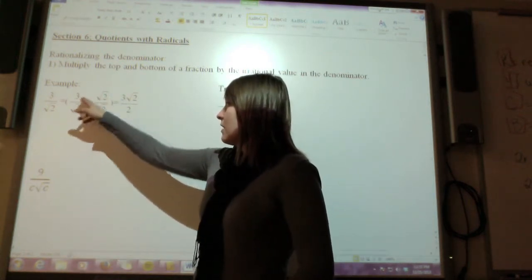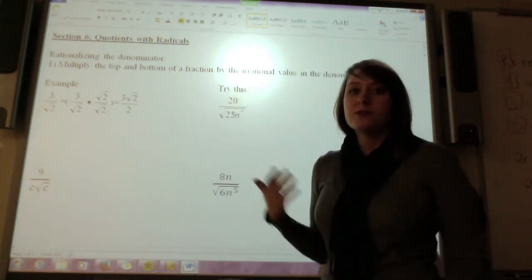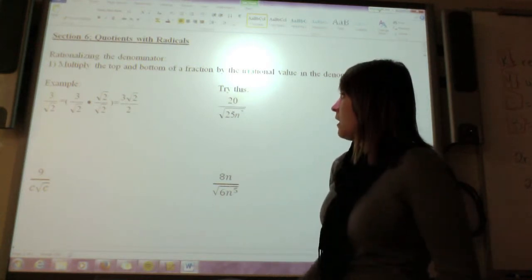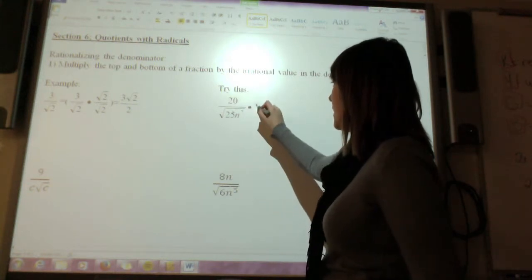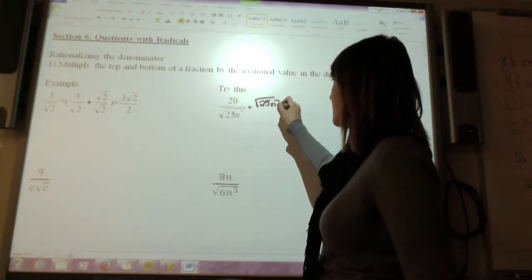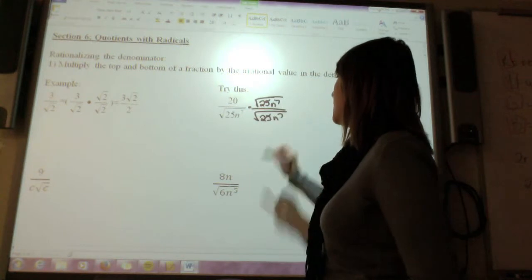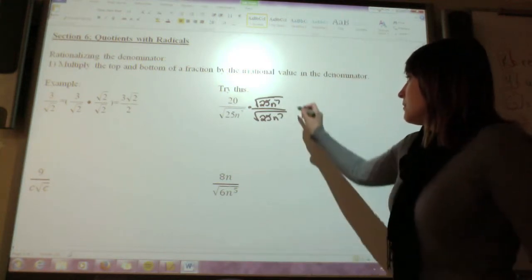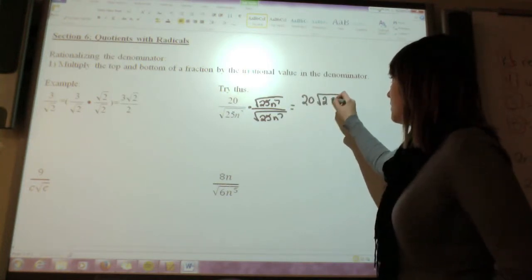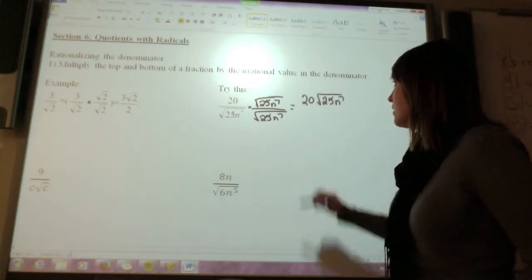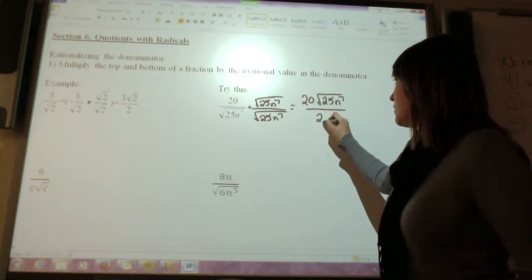So then if I multiply through, I have 3 square root of 2 on top, and square root of 2 times the square root of 2, that's just the square root of 2 squared, which would just be 2. Okay, so if I want to do it for this one, I know that I need to multiply by the square root of 25 n to the 7th. And I have to do that to the top and the bottom so that I'm not actually changing my fraction. Okay, so on top, I'll have 20 times the square root of 25 n to the 7th. On the bottom, if I take 25 n to the 7th squared, that would just be 25 n to the 7th.